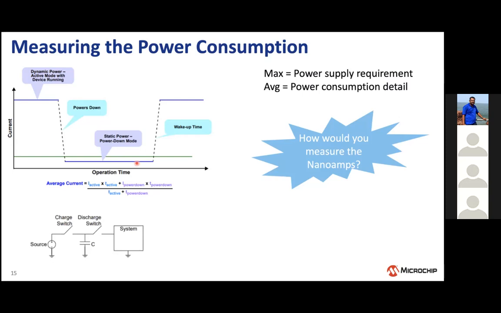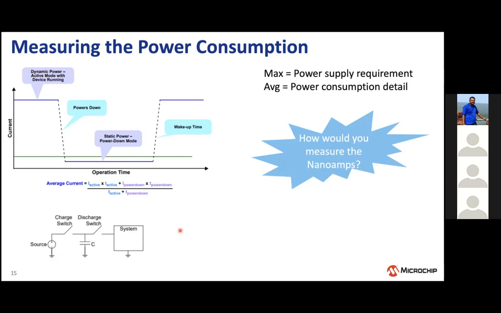There is also a very low cost and easy to do method. We call this the cap discharge method, in which the entire system will be powered up with a capacitor in parallel. And then after some time, the source will be removed and only the capacitor will be connected to the system, and the system will be pushed to sleep mode. And now you monitor how long it takes this capacitor to discharge, whether it's 100 millisecond or 10 millisecond, and what is the discharge level, whether it's 10 millivolt or 100 millivolt or 50 millivolt.